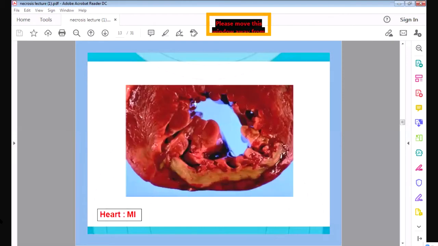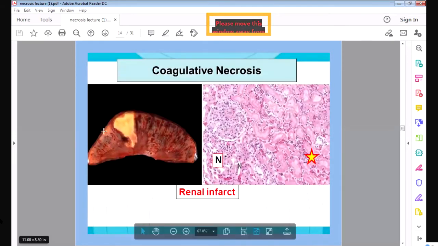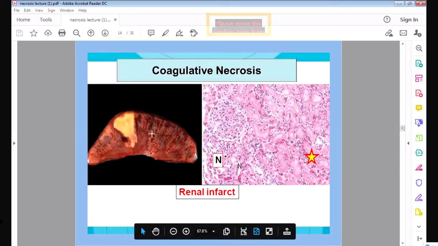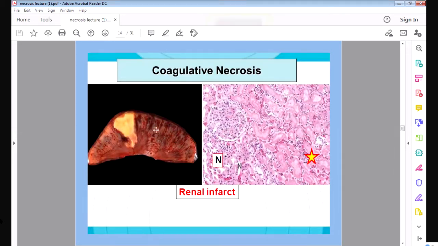Now the coagulant. This is the kidney. This is the normal cut section of the kidney. This is the normal area of the kidney, and this triangular-shaped yellowish area has undergone damage. The cells in this area have died, and this is necrosis.